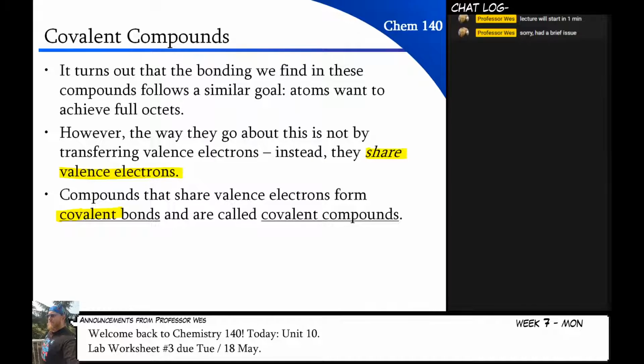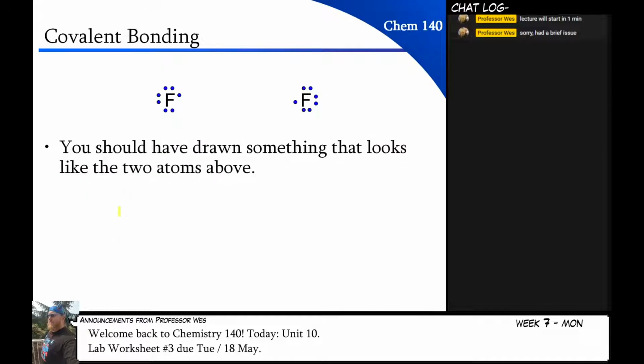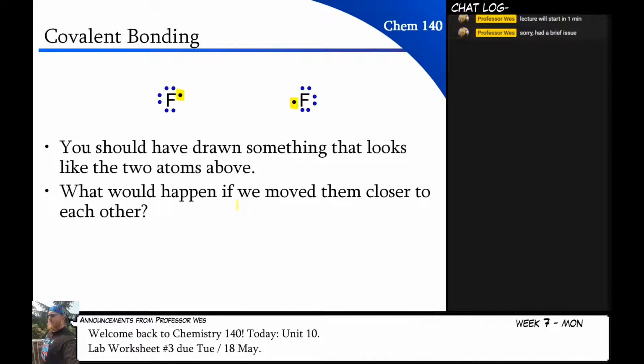And if I put those electrons in the community area, then both atoms get to count them for their octet. Now, visually, that's going to look like this. I'm going to take 2 fluorine atoms, and I'm going to put them on the board here. And what we're going to do is, instead of transferring electrons, we're going to share the unpaired electrons. So I'm going to share this electron, and I'm going to share this electron in the following way. And so now they're in the community area.